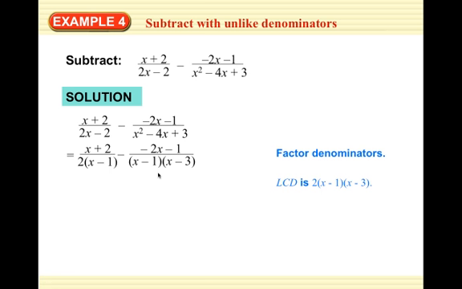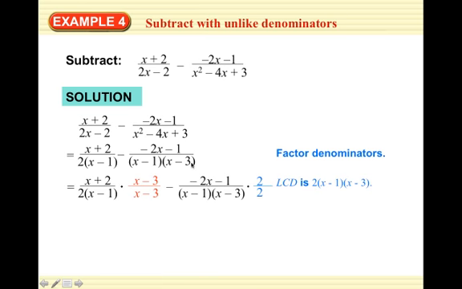Okay. All right, so the first fraction needs to be multiplied on top and bottom by x minus 3, because that's what's missing from the denominator. The second term needs to be multiplied on top and bottom by 2, because that's what's missing from that denominator. Okay. So we're going to have x plus 2 over 2 times x minus 1 times x minus 3 over x minus 3. Whatever you do to the bottom, you have to do to the top. And then over here, we're going to take that second fraction and multiply by 2 over 2.